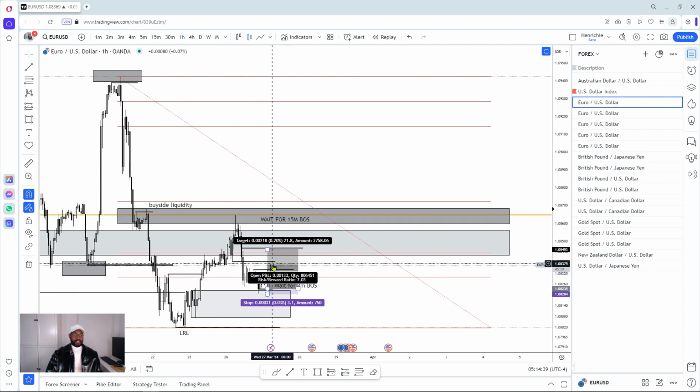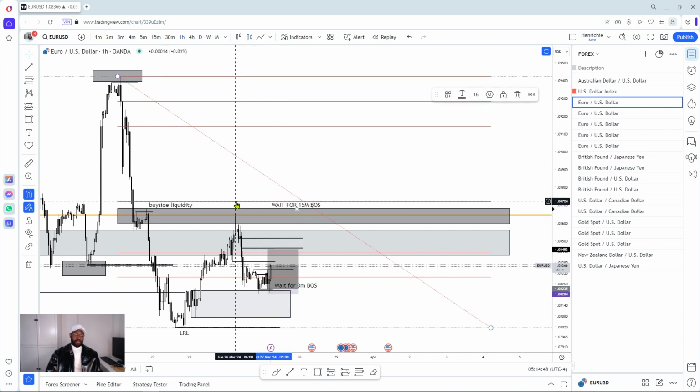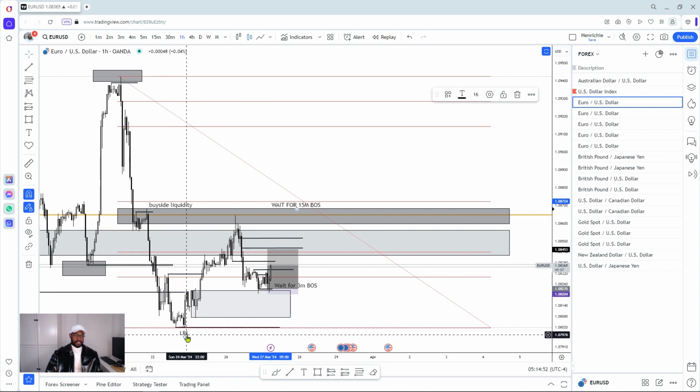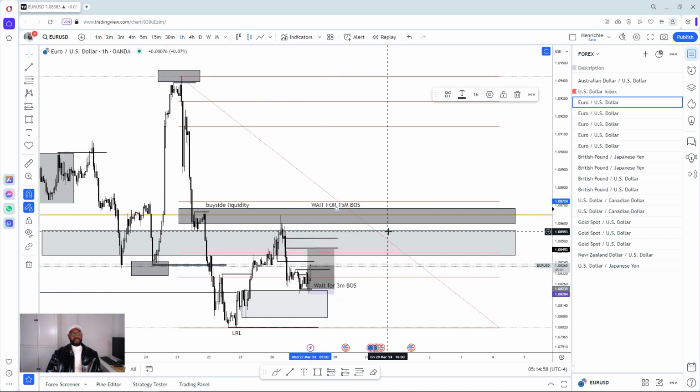So I wouldn't be surprised to see price rally above this high, take this liquidity. And if we take this liquidity and then I see a break of structure to the downside, I'm looking for sells on euro and I'm selling it to run these lows, because this is low resistance liquidity. Another low resistance liquidity created here as well.